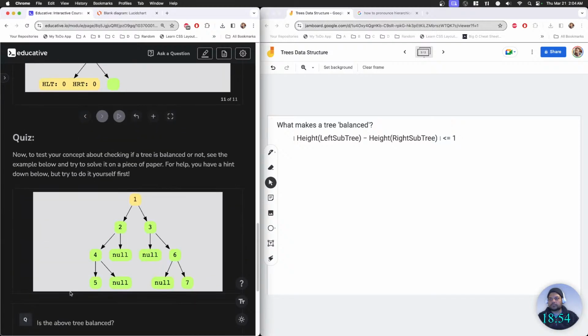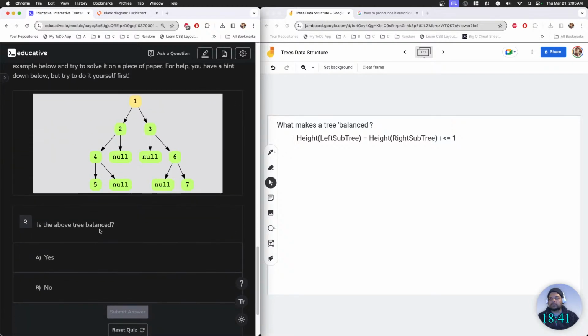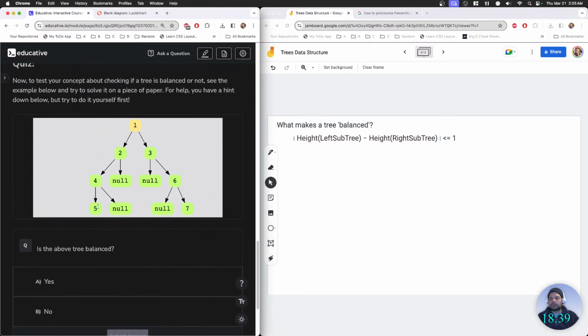Quiz is a test of the concept about checking if a tree is balanced or not. See the example below and try to solve it on a piece of paper. What am I trying to do? Test: is the tree above balanced? Wait. 1, 2, 3. 1, 2, 3. 1. 1, 2.